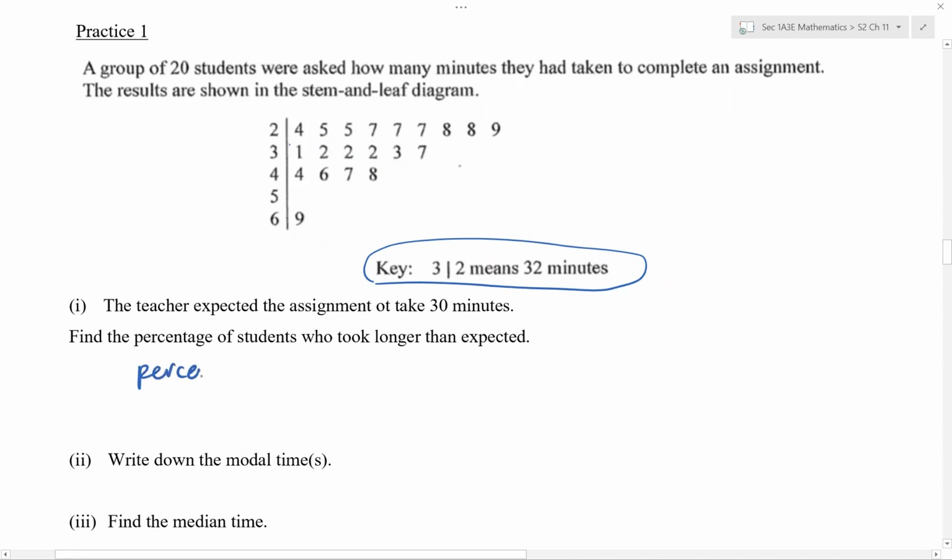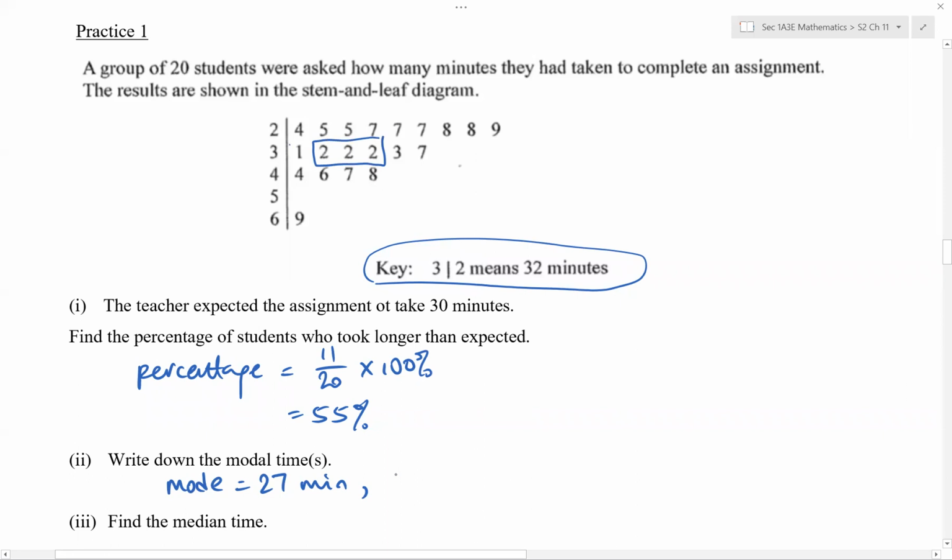So percentage, 11 out of 20 students times 100%. So we get 55%. So the mode, find the repeated numbers. We've got 3 7s over here, and that appears the most frequently. So the mode is 27 minutes. And then we also see 3 2s appearing over here. So we have another mode of 32 minutes.